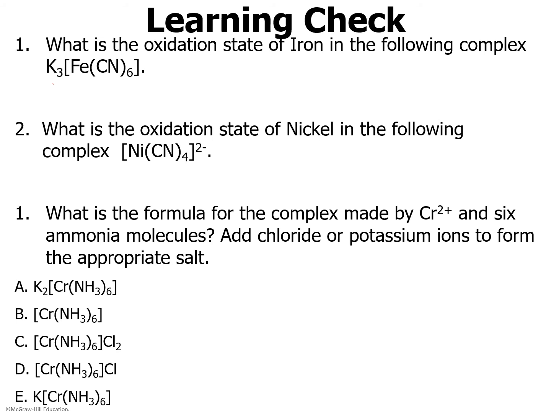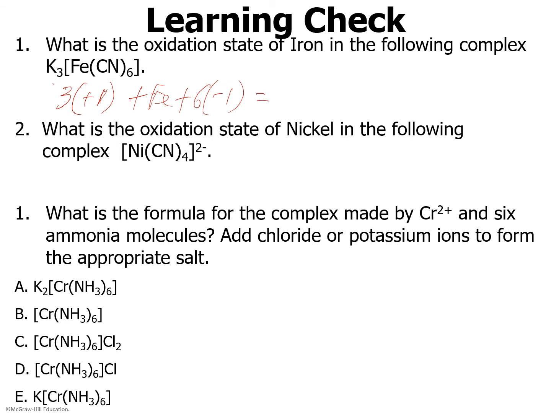What do I mean by that? There are 3 potassium. What is the charge of each potassium ion? Remember, potassium is group 1. It's always plus 1. So I have 3 of those. That's why I have 3 outside. Plus iron, which we want to find out, plus this cyanide. So I have 6 of those. Each cyanide is CN minus 1. How do I know that? I memorize it. Okay.